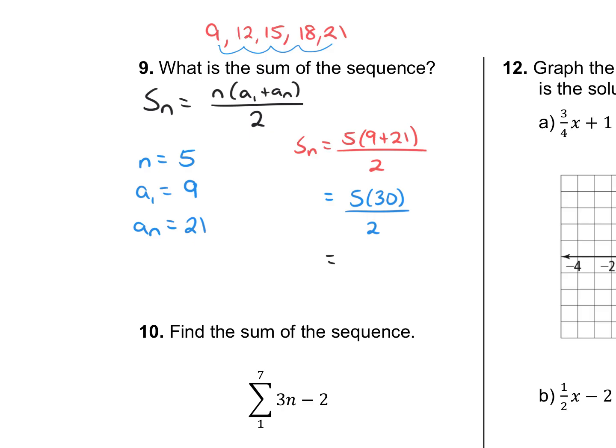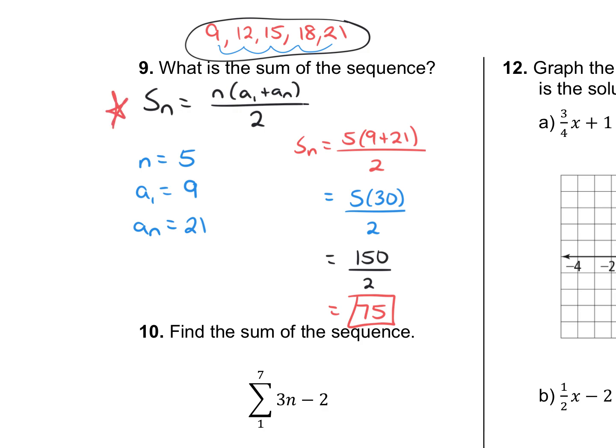Multiply 5 and 30, so we get 150 divided by 2, final answer? 75. How can you check your answer? Yeah, to check your answer, you can go ahead and add them all together to make sure you got it correct. Okay, but I do want to see you using this formula here, because that formula is going to come in handy in number 10.